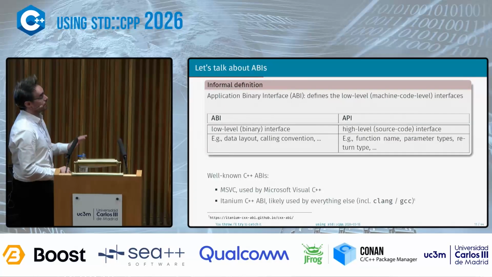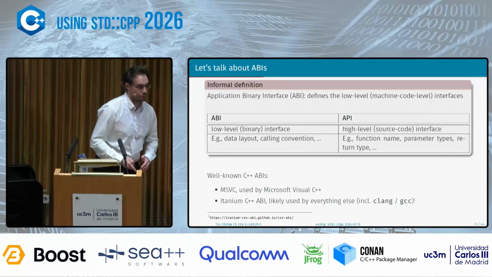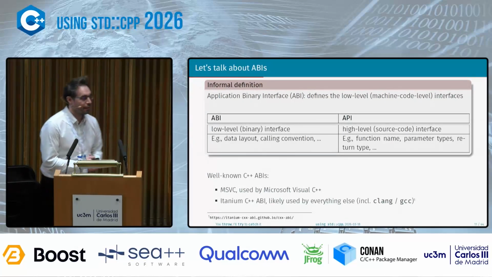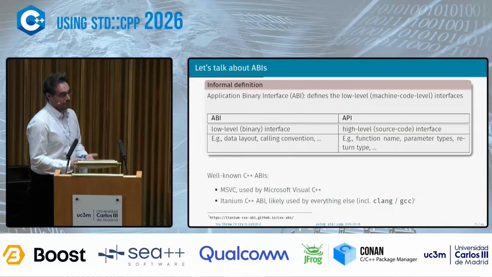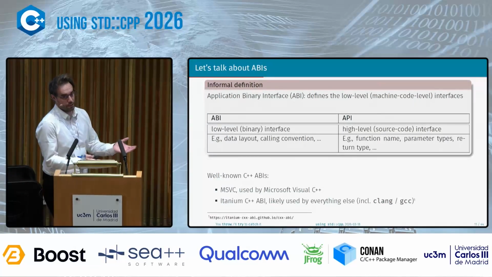For C++, we have a couple of well-known ABIs that are mostly used in all the compilers in the industry. We have the MSVC ABI, which is used by, well, MSVC. And there is the Itanium C++ ABI, which is, I would say, used by the rest of the world, mostly Clang and GCC.